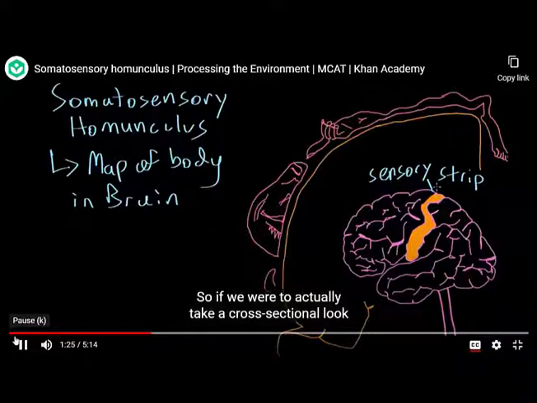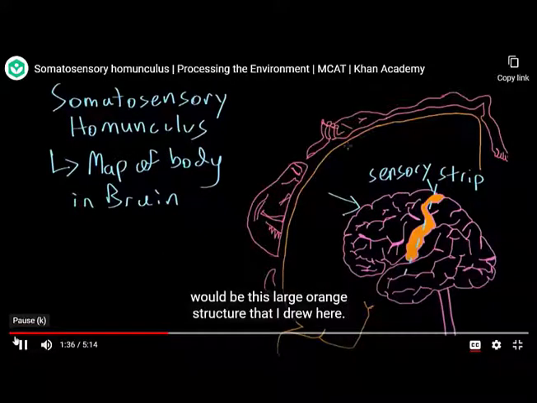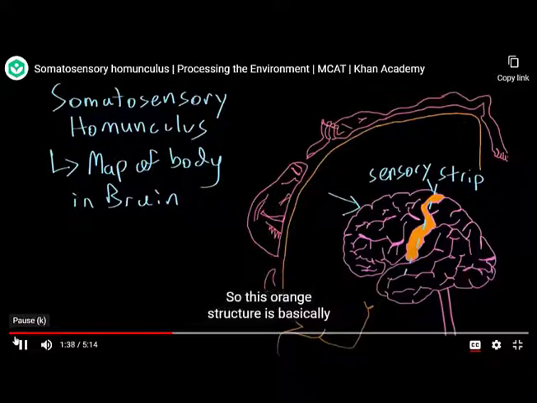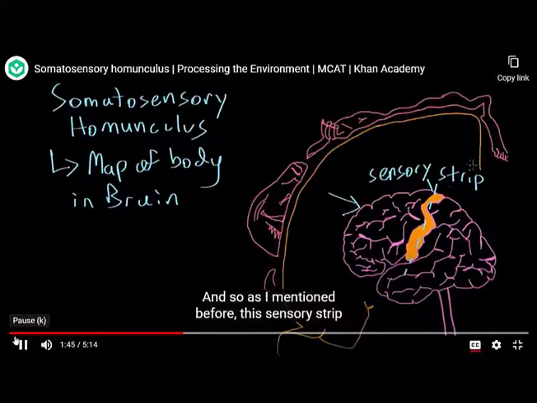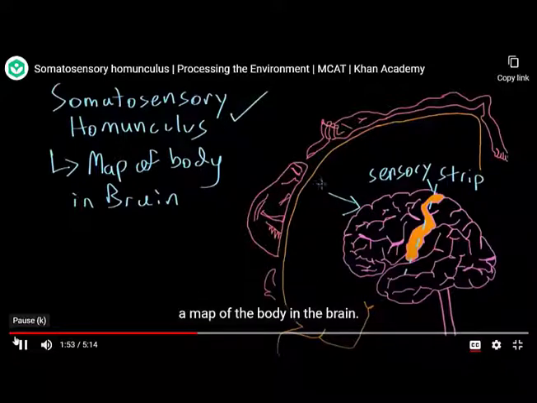So if we were to actually take a cross-sectional look at the sensory strip, so if we cut the brain right down the middle and looked at it this way, what we would see would be this large orange structure that I drew here. This orange structure is basically just the sensory strip. And as I mentioned before, this sensory strip contains a somatosensory homunculus. And the somatosensory homunculus is basically a map of the body in the brain.